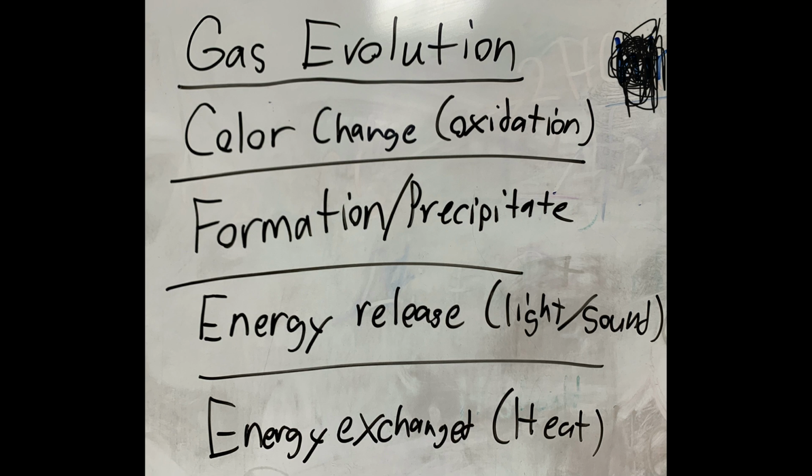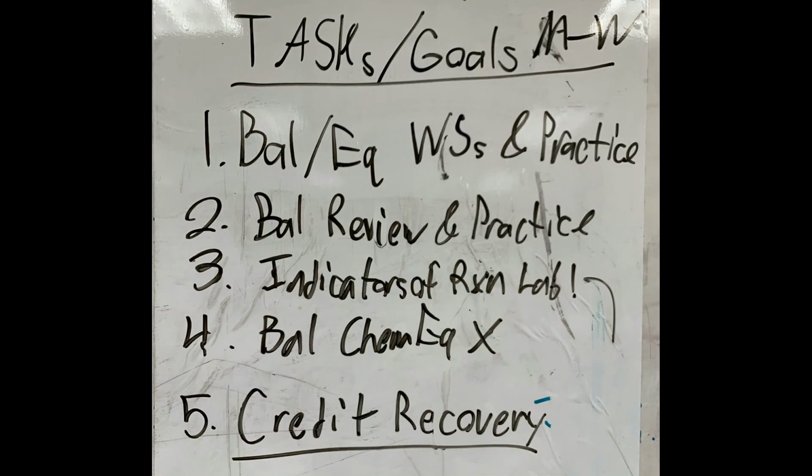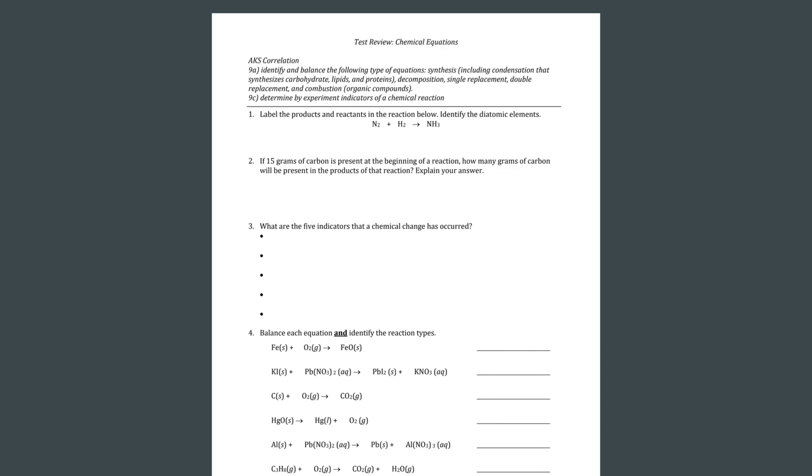What tasks am I talking about? That would be this first picture. Balancing equations, worksheets, and practice. Balancing review and practice quizzes. Review worksheet. Other practices. Indicators of a reaction lab. I'm going to demonstrate that as soon as I get a chance. I'm sorry, I just can't do it right this minute. Balancing chemical equation exam, that's tomorrow, and then credit recovery items, and I gave an announcement on the credit recovery items. I'll show you that in a second. First, take a look here at the review.